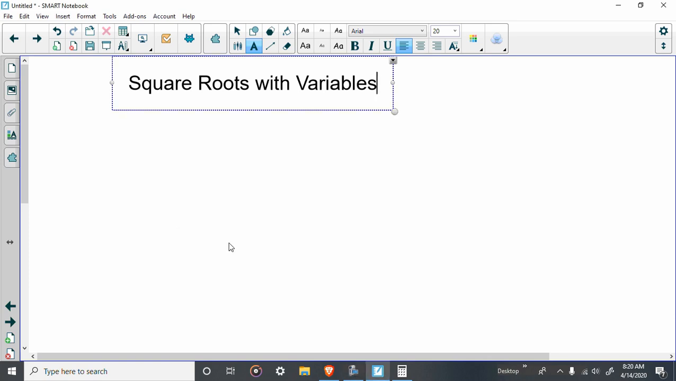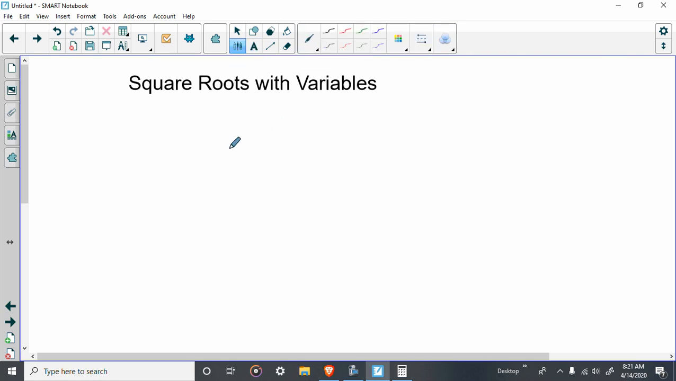So easy one today. Well, not easy. I'm sorry, I shouldn't say that. Pretty straightforward one today. As long as you've got the skills we've been going over the last few days, this really is. We're only going to add one thing to it today. So we want to talk about square roots with variables.